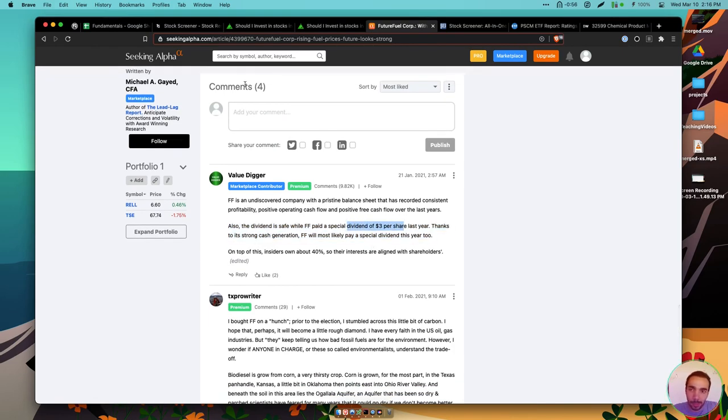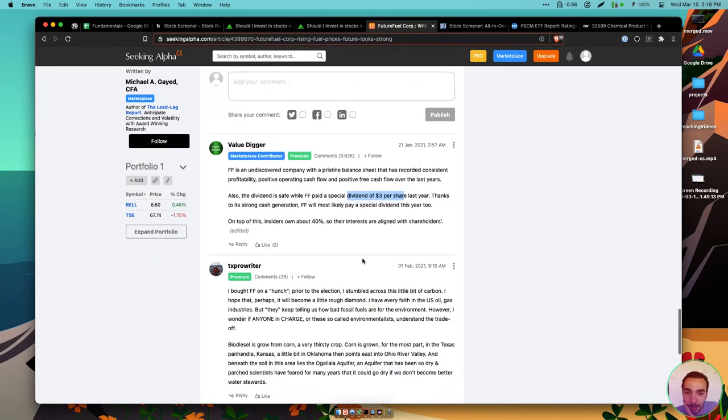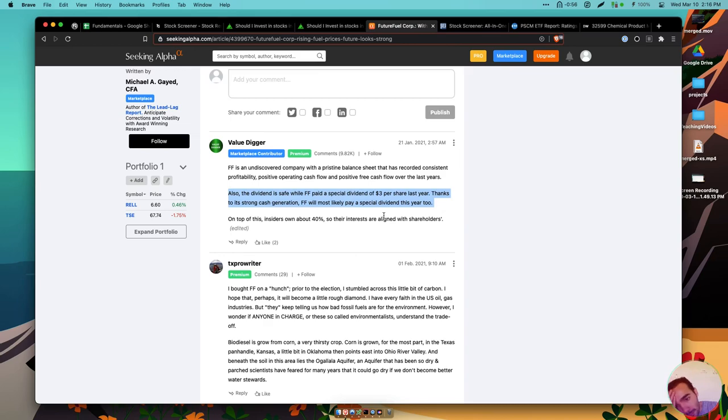Special dividend of $3 per share last year. So that was a special dividend. That would explain this. So it's normally 24, and then they paid a special dividend. Okay. Oh, wow. Yeah, that'd be nice. Insiders own about 40%, so interests align with shareholders.